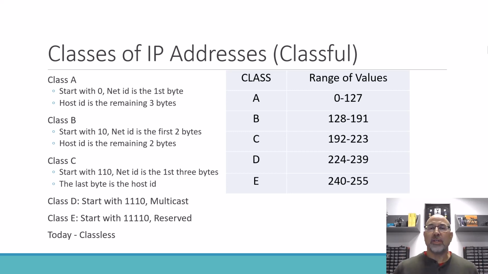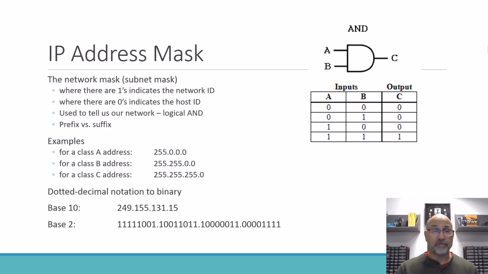Okay, now one other question is, how big are class A, B, and C networks? And for that, we have to understand the mask. Now, a network mask comes with every single IP address, or I should say that every single IP address comes with a network mask. Now we fill in network masks from the left to the right with ones, so all ones are on the left and all zeros are on the right, wherever they stop. The default for class A is to have 255.0.0.0. The default for class B is to have 255.255.0.0, and the default for class C is to have 255.255.255.0.